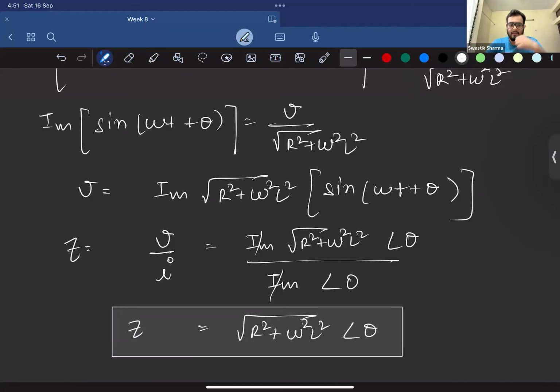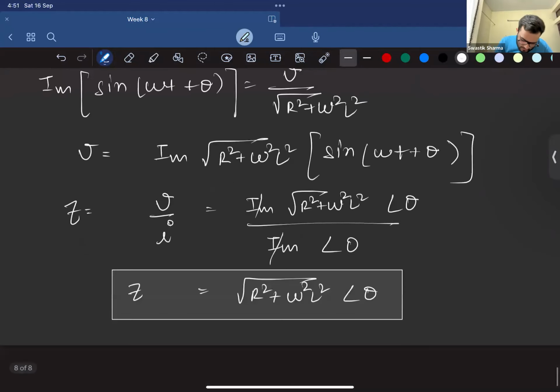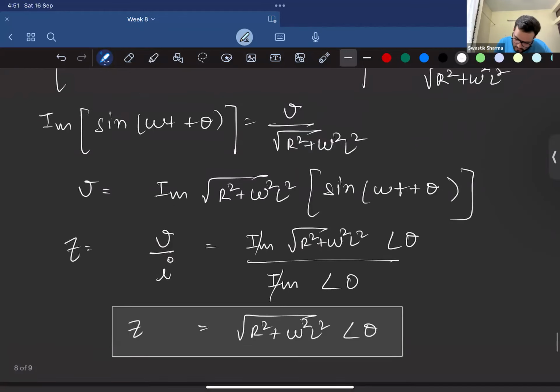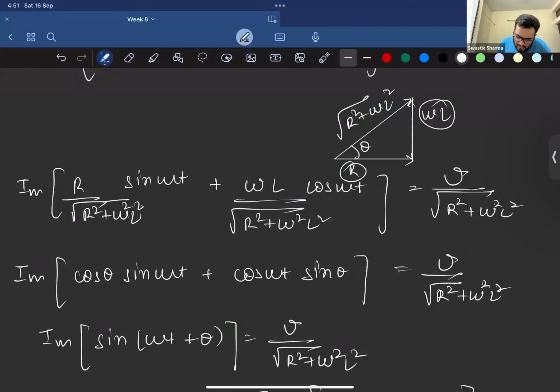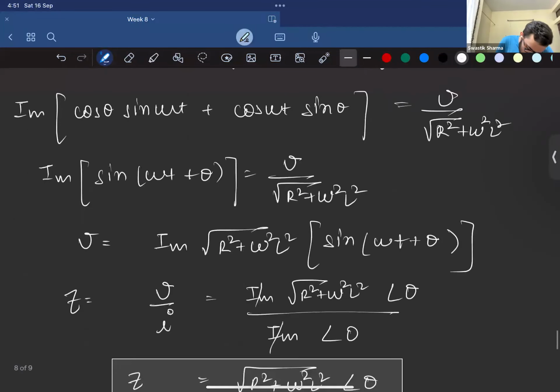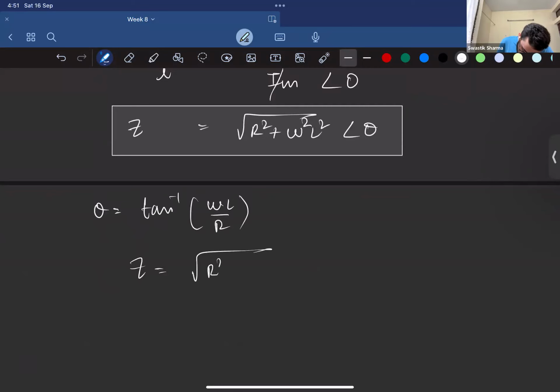It creates a phase difference between voltage and current, and the amount is given by theta. Let's also say what exactly it's going to be. So the value of theta is what? Since both values are known, it's nothing but tan inverse of omega L by R. So that means Z is the square root of R square plus omega square L square, at an angle of tan inverse omega L by R.